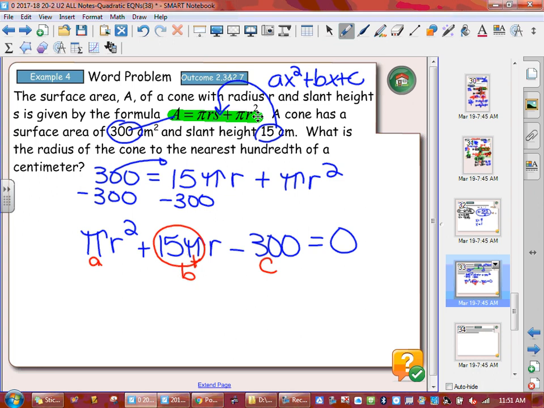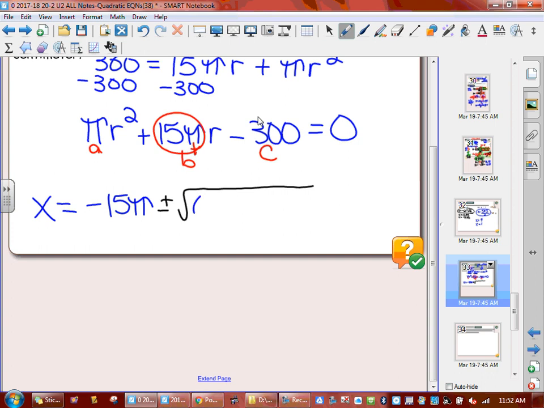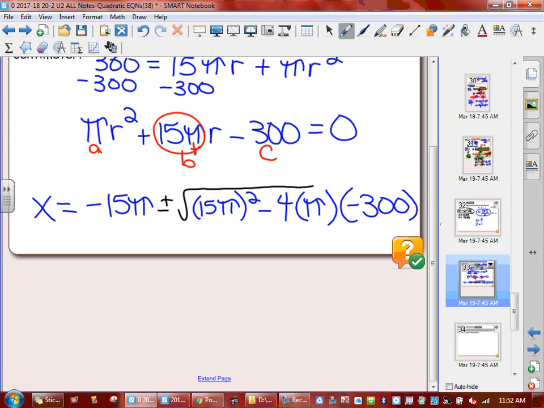So x equals opposite side of B. So negative 15 pi plus and minus square root b squared. So 15 pi squared. We're going to leave it as an expression. We're not going to actually square it yet. Minus 4 times my A number, which is pi, times my C, which is negative 300. And that's all under the root sign. All divided by 2 times the A, which is pi. 2 pi.